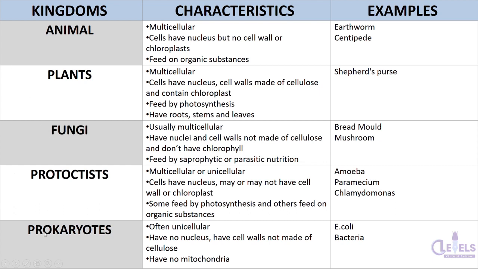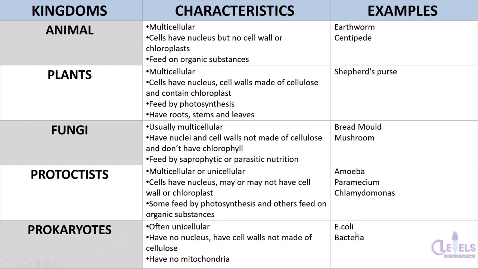Coming to prokaryotes, pro means before and karyotes means having a nucleus. So it's before nucleus. That means they have no nucleus, or they have the genetic material that is in the nucleus, but they don't have a true nucleus. They don't have cell walls or cellulose, and they have no mitochondria. They just have genetic material lying about in the cell. So they're unicellular with no nucleus and no mitochondria.